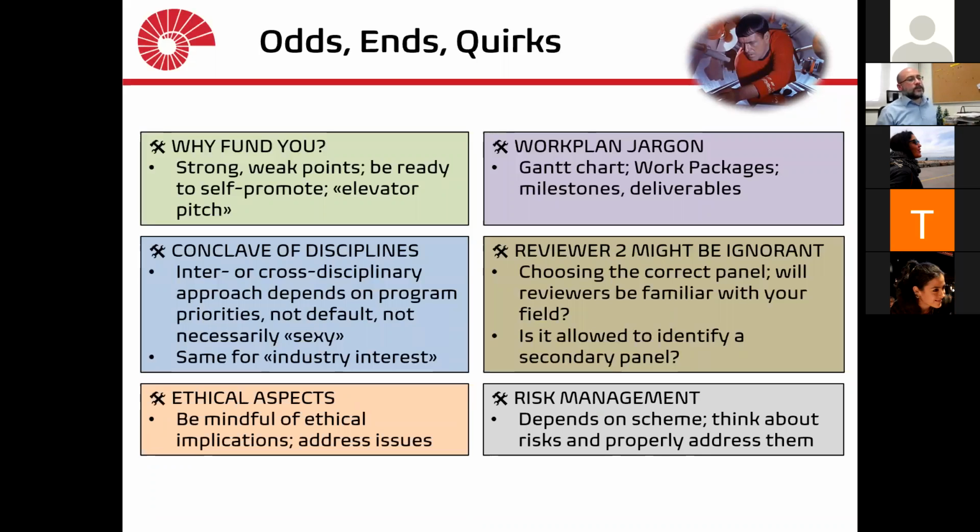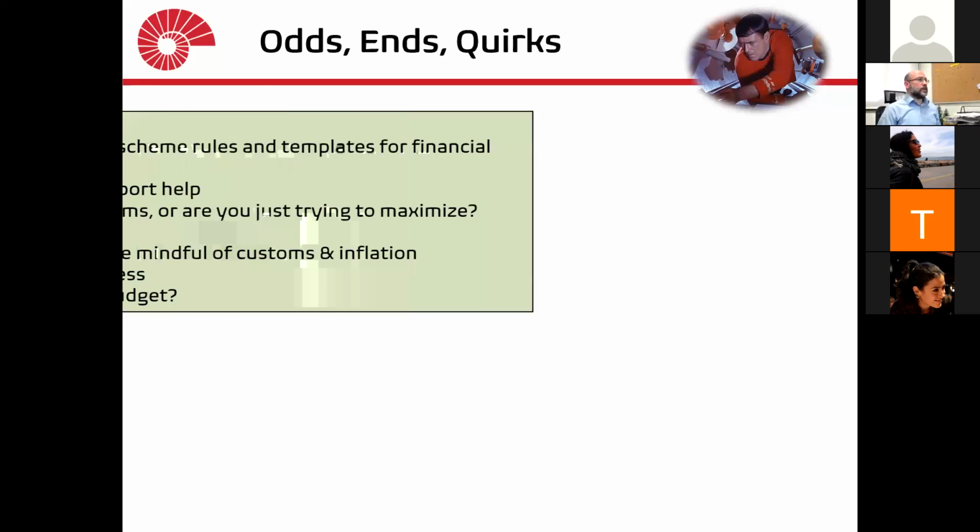Again, risk management depends on the scheme. The proposal template might not be asking about this, but if it is, this is going to win you points if you foresee the risks involved in your research design. If you see the risks properly and address them and talk about plan Bs, plan Cs, it is also important.